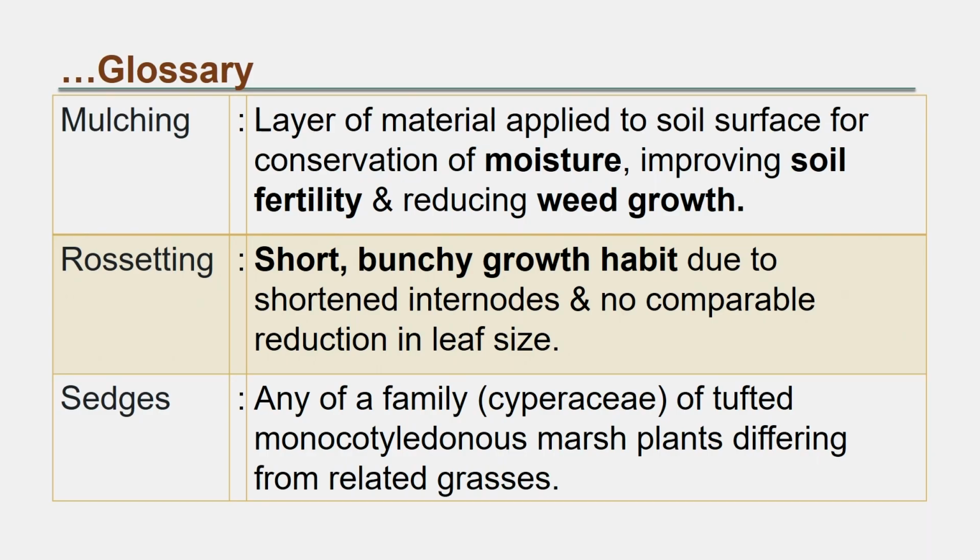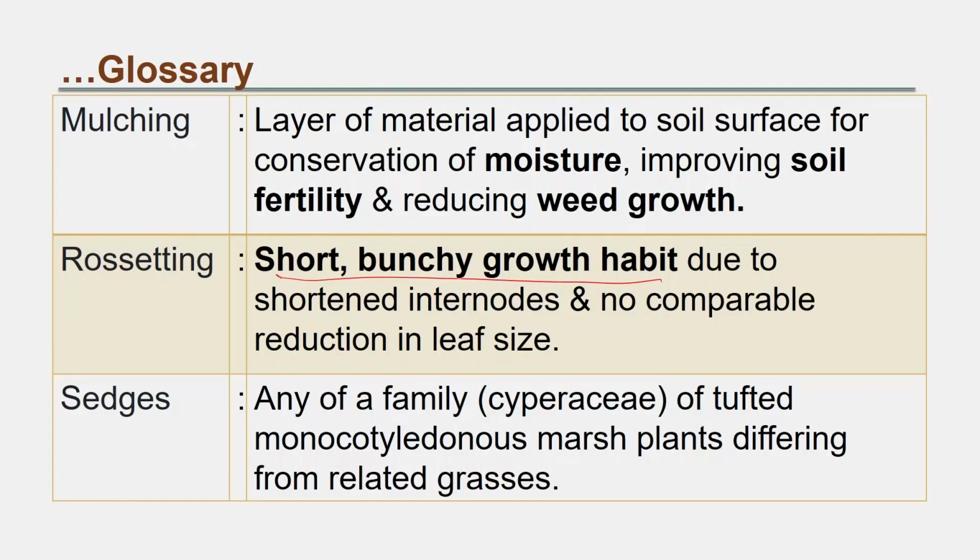Mulching, layer of material applied to soil surface for conservation of moisture, improving soil fertility and reducing weed growth. Rosetting, this kind of symptoms are important, and short and bunchy growth habit due to shortened internodes and no comparable reduction in leaf size. So this kind of growth is called as rosetting, means bunchy growth.